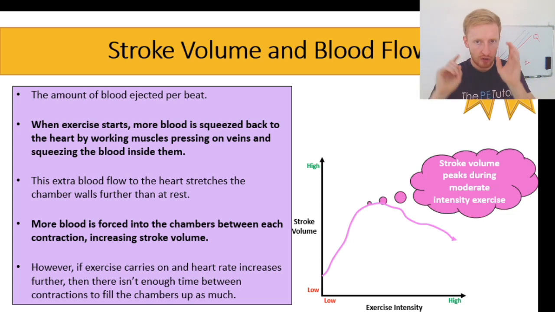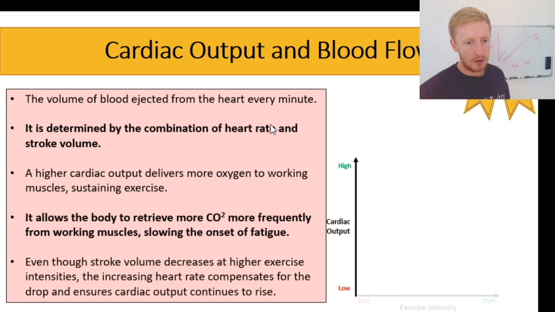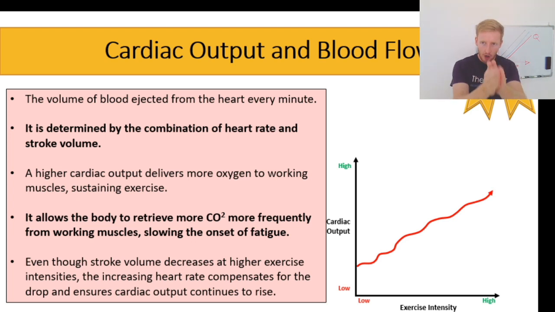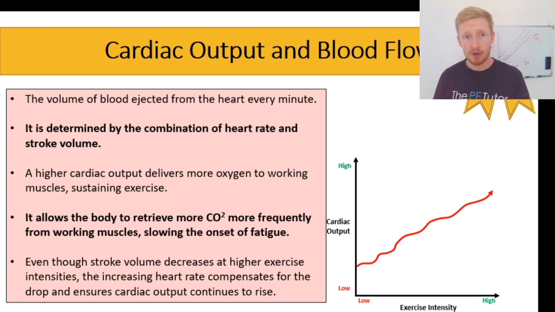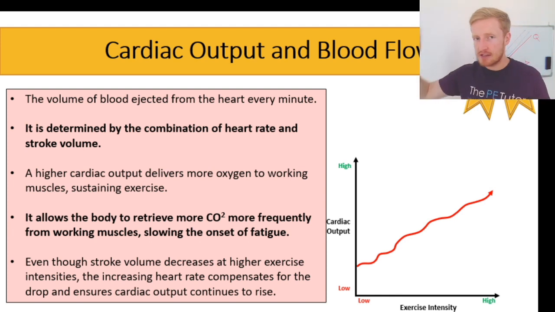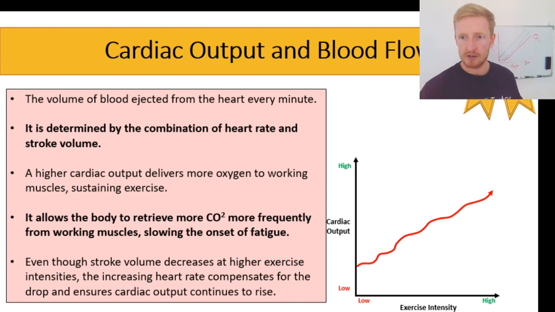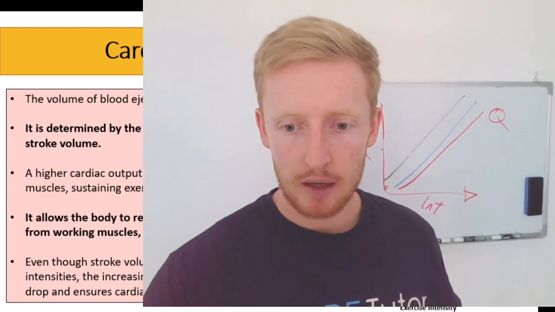But remember, as long as that relationship leads to cardiac output increasing, that's all that matters. So the cardiac output, the volume of blood ejected from the heart every minute, is determined by that combination of heart rate and stroke volume, two terms we've just looked at. And we need this increased cardiac output if exercise intensity is increasing. Okay, it won't keep on going up if we plateau in intensity. There might be a little bit of a lag.